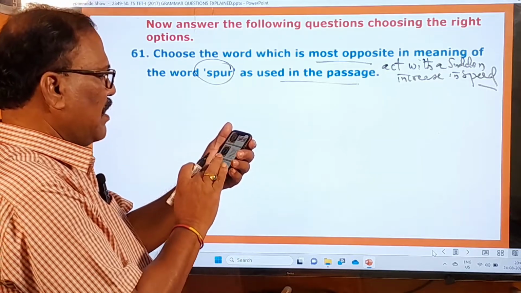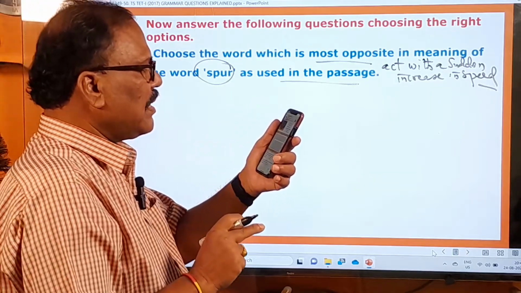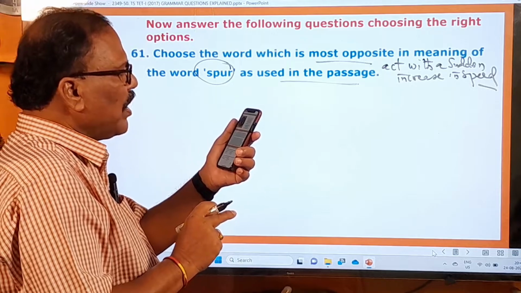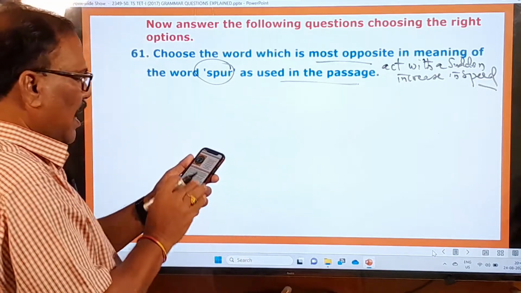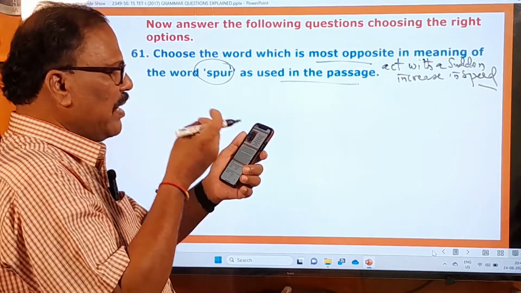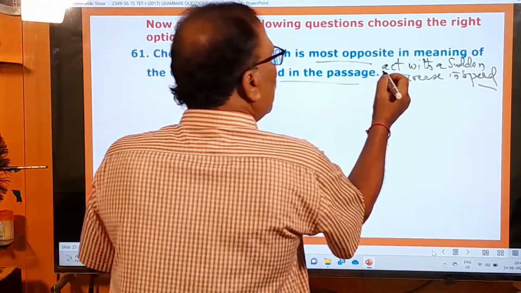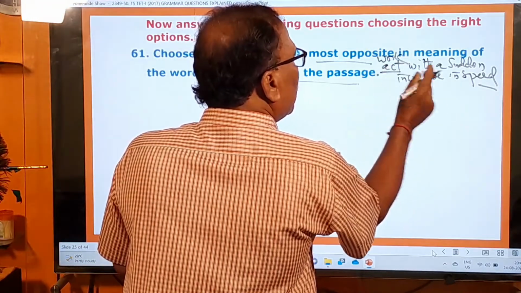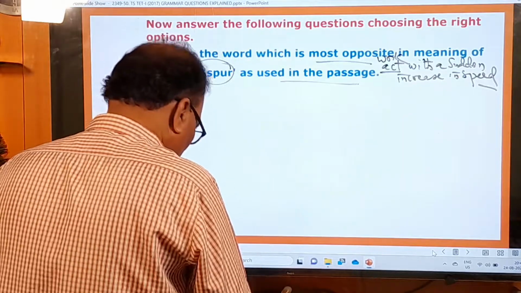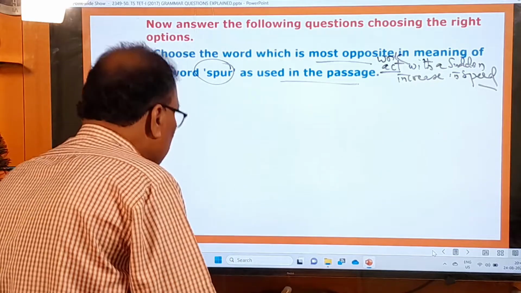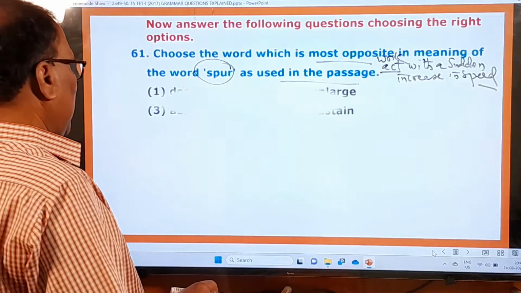Let us read the passage. The chances are that the student will be spurred to work doubly hard. The students are very likely to work or to act. Act means to work with a sudden increase in speed. So that is there. And now let us see the options given under this.